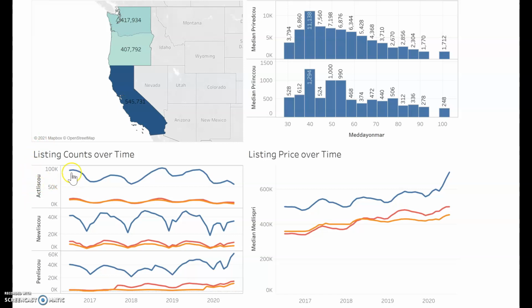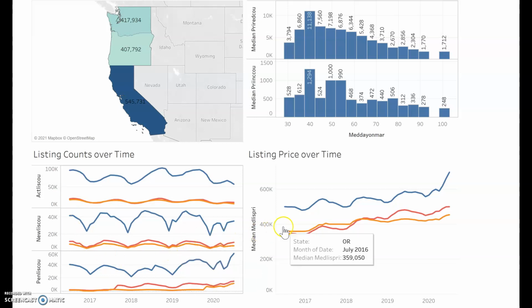There was a peak in listing counts in August each year, as we can see by just highlighting the various points, and that's the same going all the way down. So the active listing counts, the new listing counts, and the pending listing counts all peaked in August, and then they dropped down in January, February, and the early spring of each year. And we can see that California has a lot more listings than both Oregon and Washington. Part of this is due to the fact that California is a much larger state.